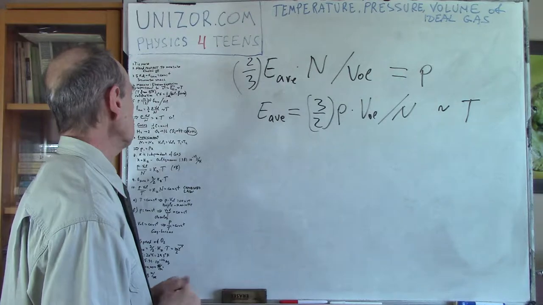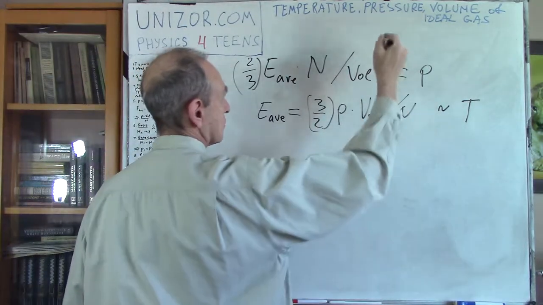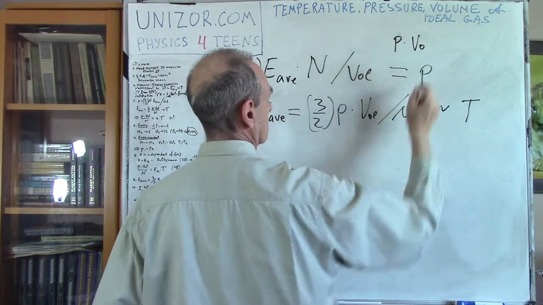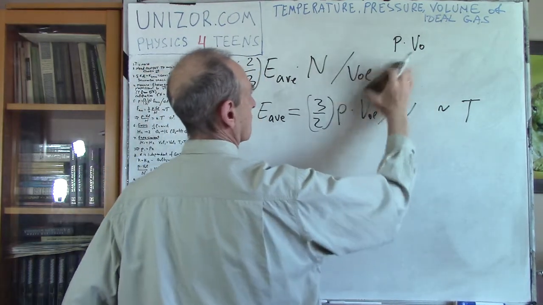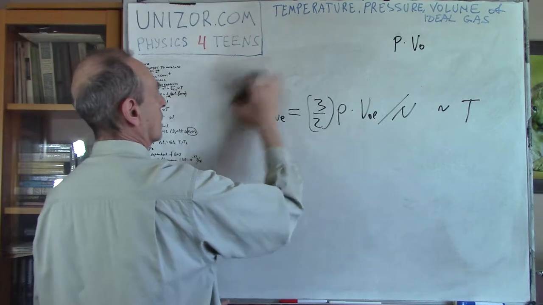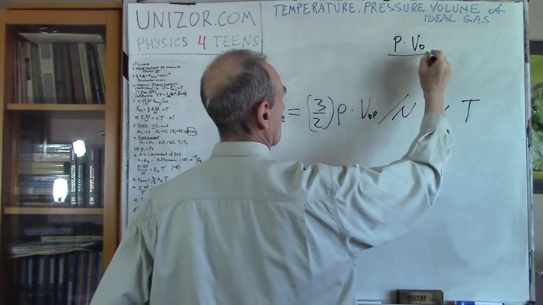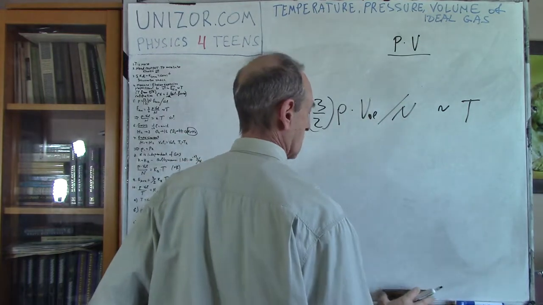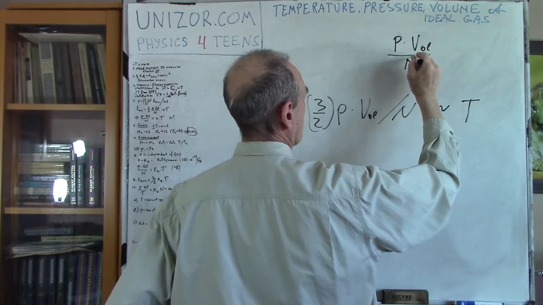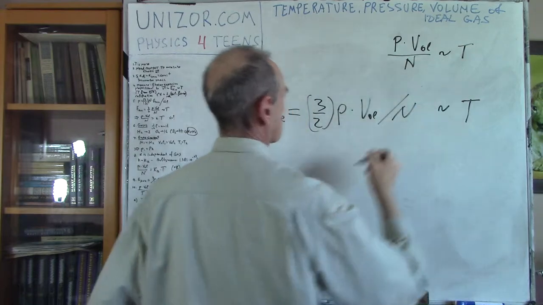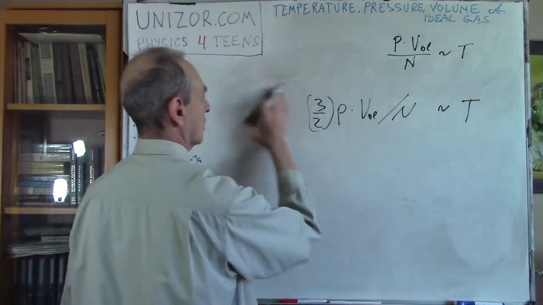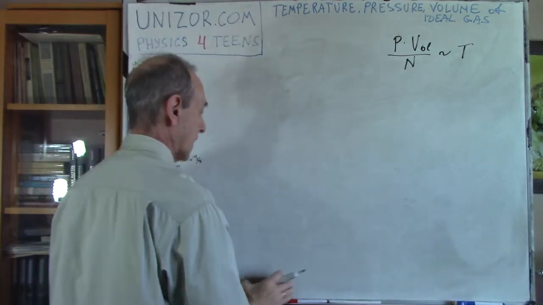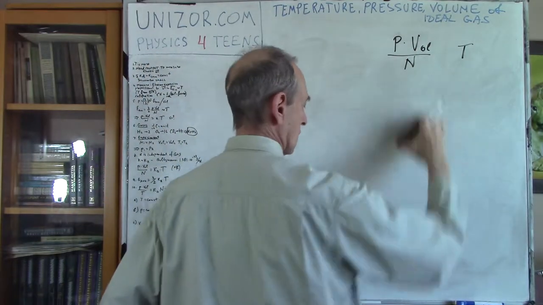Now, from this, let's just write it over there, that P times volume divided by N is proportional to T. Coefficient doesn't really matter right now. It's just proportional. So that's what we have. Now we have to really find out what kind of proportionality we're talking about.